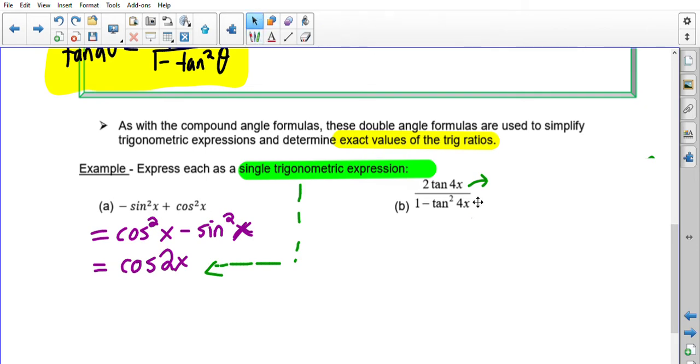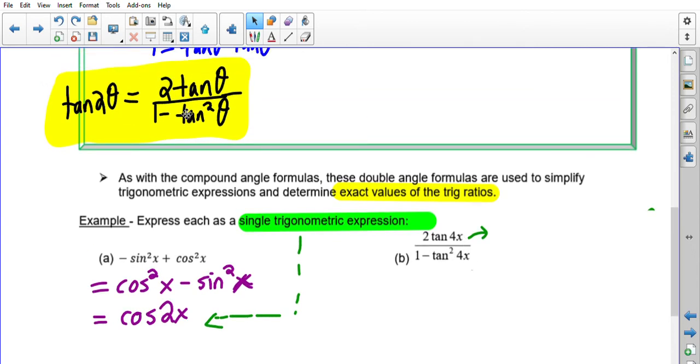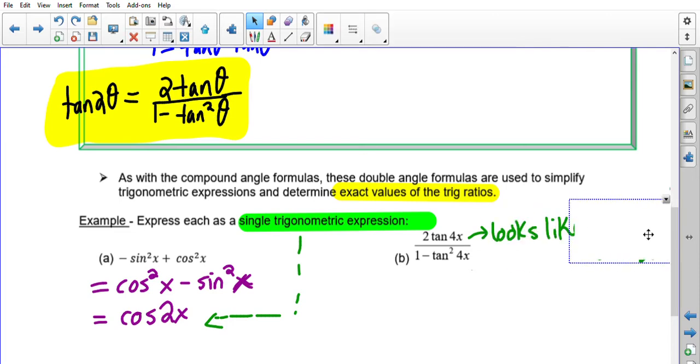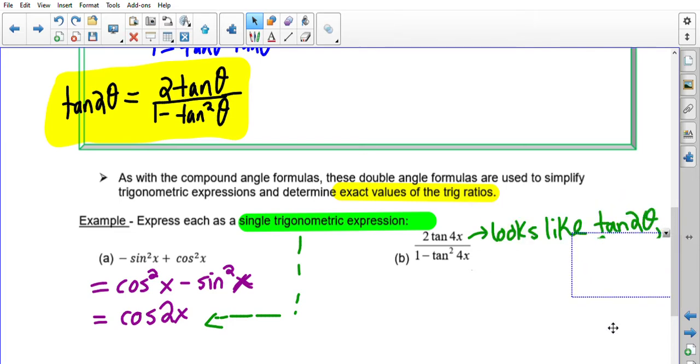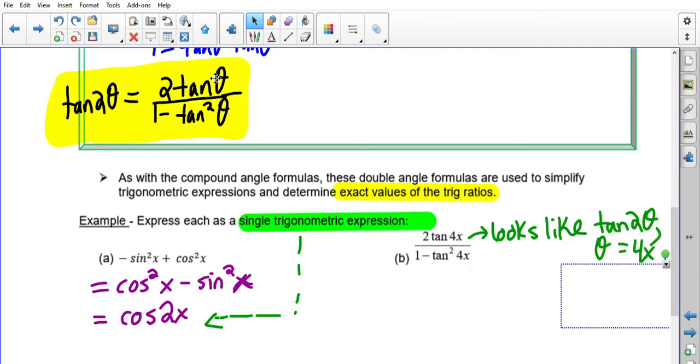All right, this one here. So it says 2 tan 4x divided by 1 minus tan squared 4x. So right away, I'm looking at this and I'm thinking that they look similar, okay? I'm saying it looks like tan 2 theta, but what has been replaced? It looks like instead of where theta should be, there's a 4x. So it looks like tan 2 theta where theta is 4x, okay?